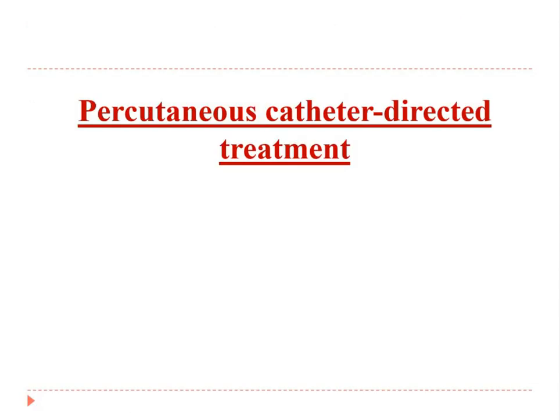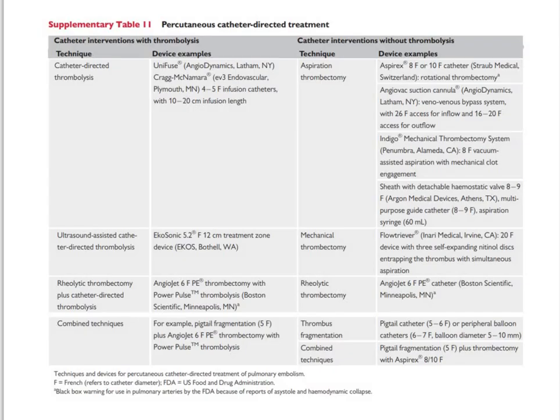Percutaneous catheter-directed treatment. Mechanical reperfusion is based on the insertion of a catheter into the pulmonary arteries via the femoral vein. Different types of catheters are used for mechanical fragmentation, thrombus aspiration, or more commonly, a pharmacomechanical approach combining mechanical or ultrasound fragmentation of the thrombus with in situ reduced dose thrombolysis.